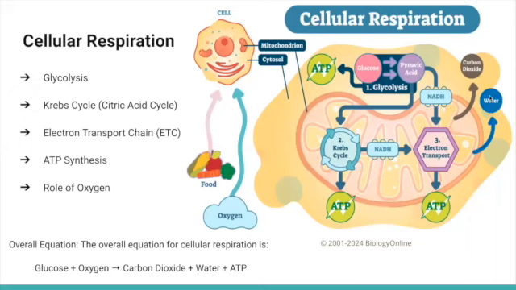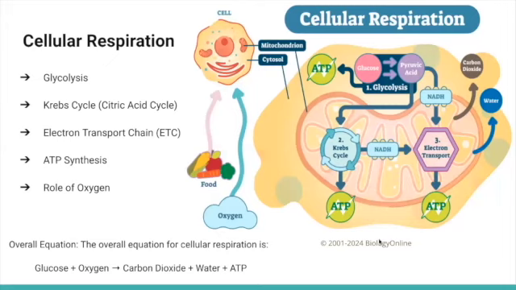ATP synthesis. The flow of electrons through the electron transport chain drives the pumping of protons, which are also known as hydrogen ions, across the inner mitochondrial membrane, creating an electrochemical gradient. This gradient powers ATP synthase, an enzyme that synthesizes ATP from ADP and an inorganic phosphate. ATP produced during cellular respiration is a primary source of energy for cellular activities.